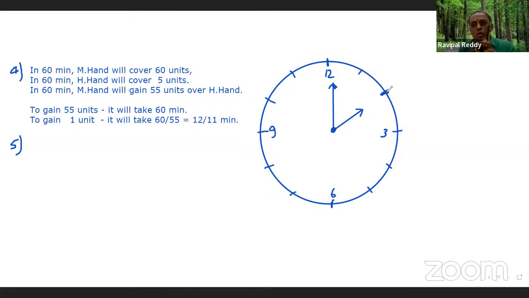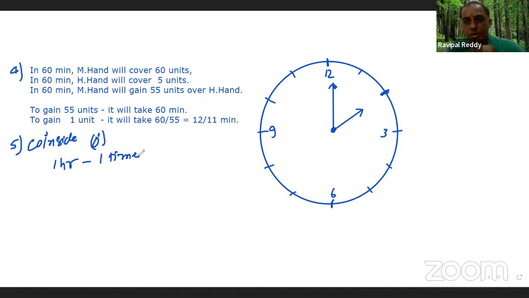If the two hands coincide, what is the angle between these two hands? 0 degrees. If the two hands coincide, no doubt the angle between the minute hand and the hour hand is 0 degrees. So in each hour, only one time the minute hand and hour hand will coincide. Very good, your answer is right.